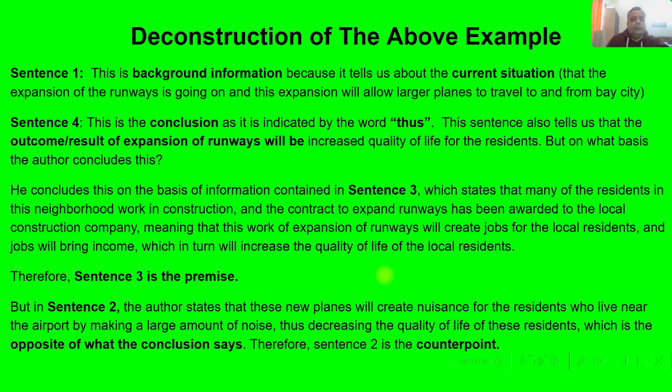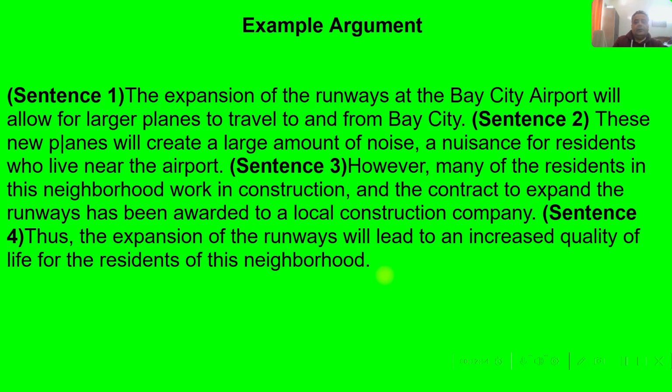Sentence 4. This is the conclusion as it is indicated by the word thus. This sentence also tells us that the outcome result of the expansion of runways will be increased quality of life for residents. But on what basis does the author conclude this? So sentence 4 obviously is the conclusion.